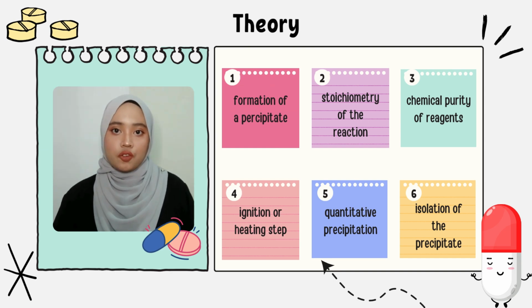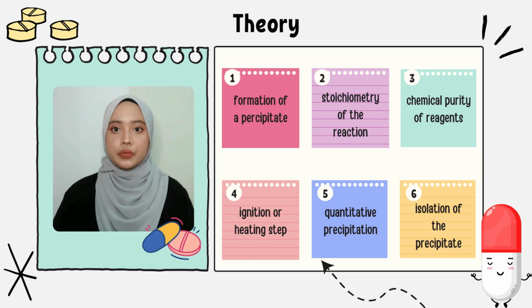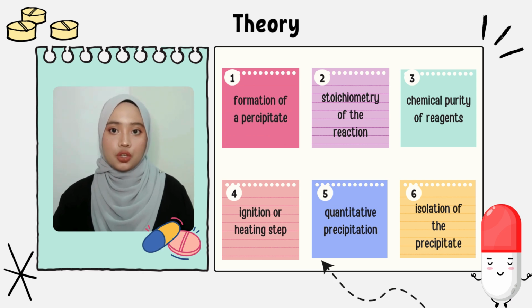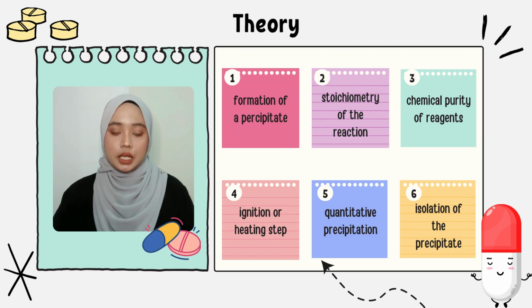Gravimetric analysis is a widely used technique in pharmacy to determine the concentration of certain ingredients in a pharmaceutical sample. Many fundamental ideas form the theoretical foundation of pharmaceutical gravimetric analysis. Number 1. Formation of a precipitate.